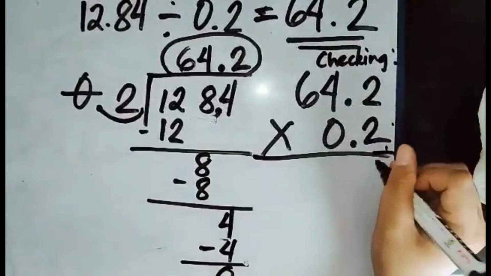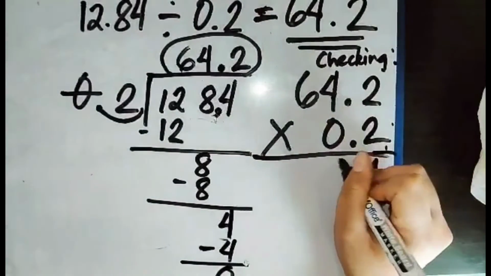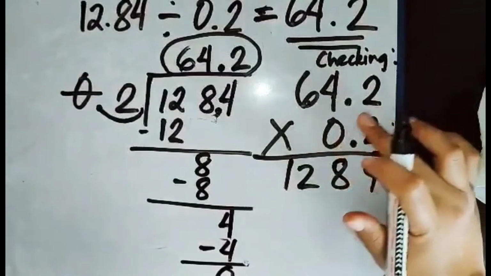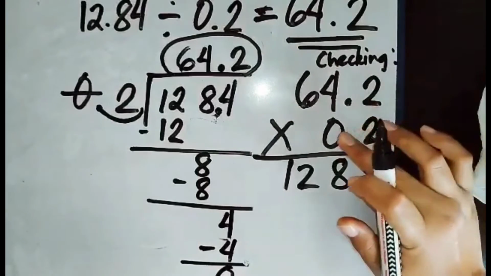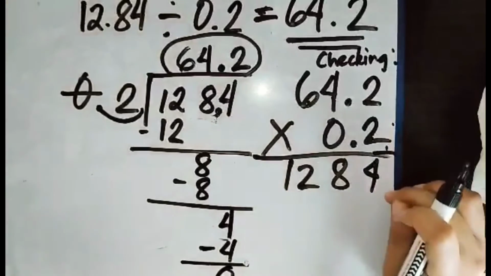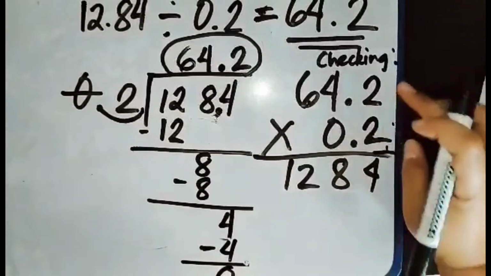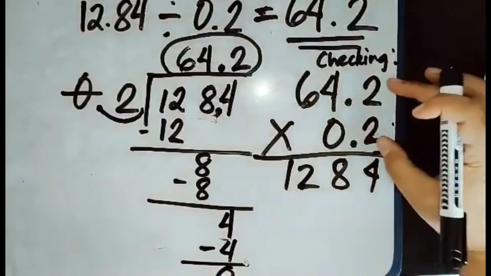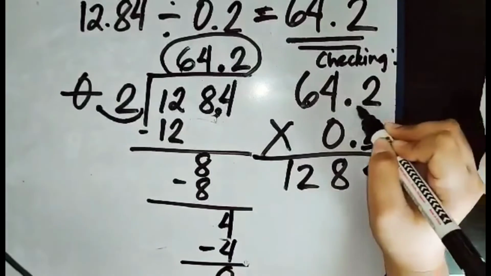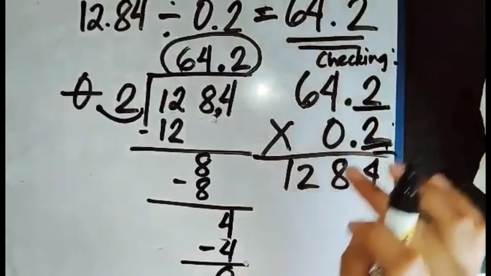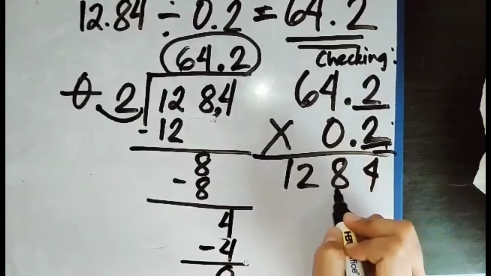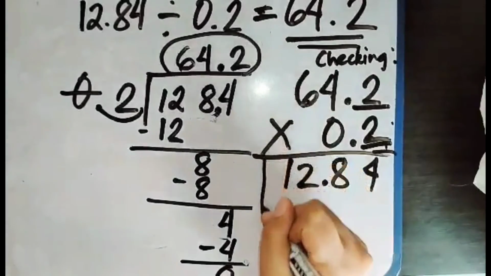2 times 2 is 4. 2 times 4 is 8. 2 times 6 is 12. Do we still need to multiply by 0? No need, because the result will only be 0. Now, I taught you that when you multiply, you count the decimal places of the multiplier and the multiplicand, the numbers being multiplied. So we have here 1 and then 2. That will be the number of decimal places of our product. So starting from the last digit, we count 1 and then 2. Place the decimal point, and this is the answer.